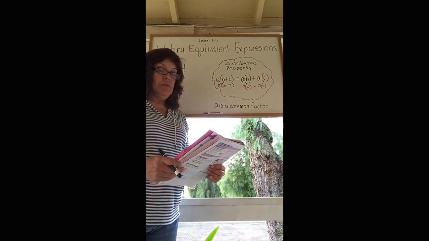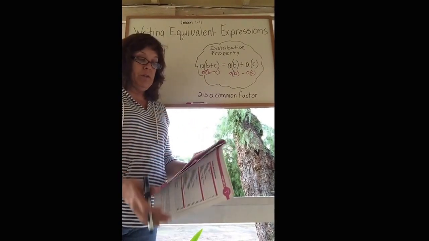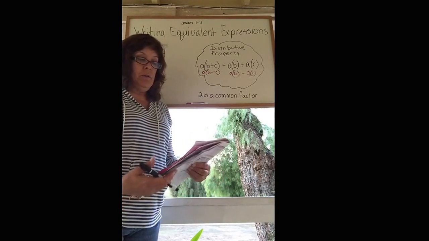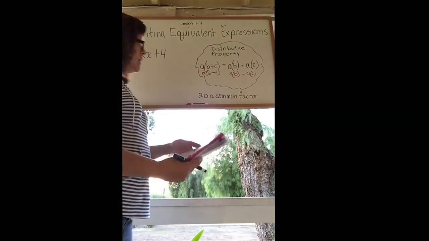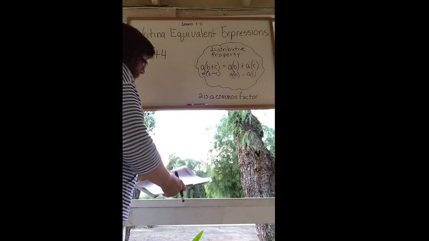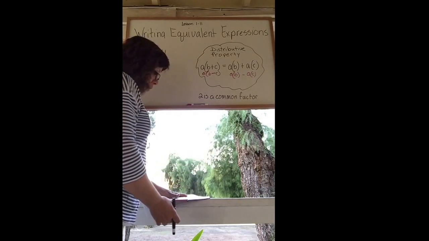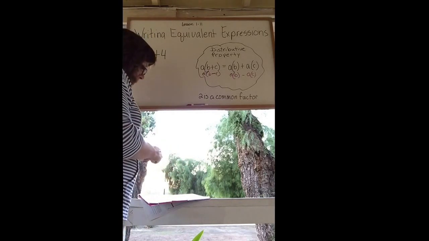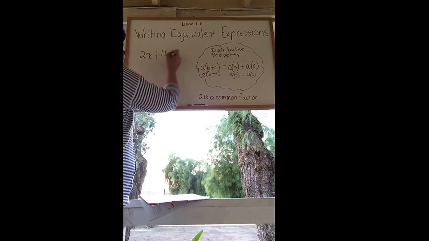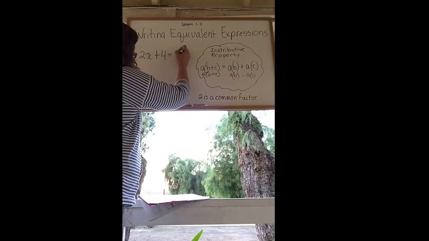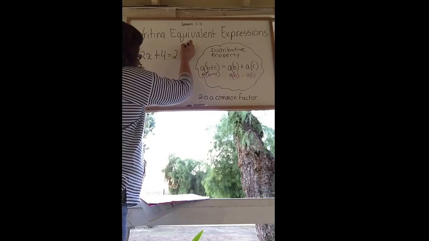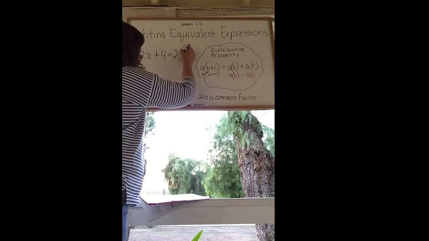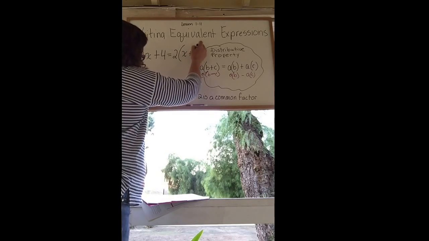So we're going to use the distributive property in reverse in order to simplify the expression 2x plus 4. So let's look at that. You're looking for a common factor to both terms, right? So we've got 2x plus 4 is equal to 2 times the quantity of x plus 2.